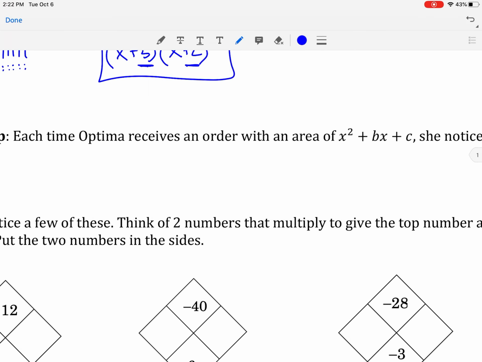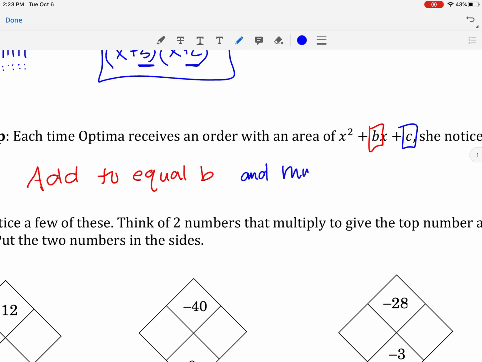So here's the rule. Please write this down. The rule is that you're going to get two numbers that add to be B, and then they multiply to be C. And they actually have to multiply to be A times C. However, in the ones we're looking at today, our A is always going to be 1. So really for us, they multiply to be C.